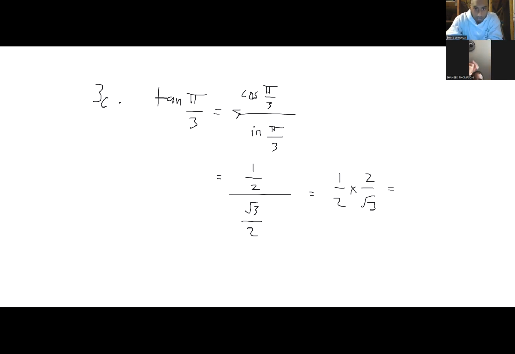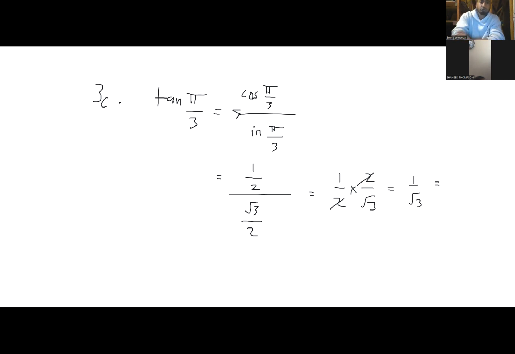All right, let me check that. We're talking pi over 3, which is 60 degrees. Cos will be the x value, root 3 over 2. No, I'm looking at the wrong one. It's half over root 3 over 2. Half. Yeah, that's right. Okay, so the 2's will cancel here. So you got 1 over root 3.